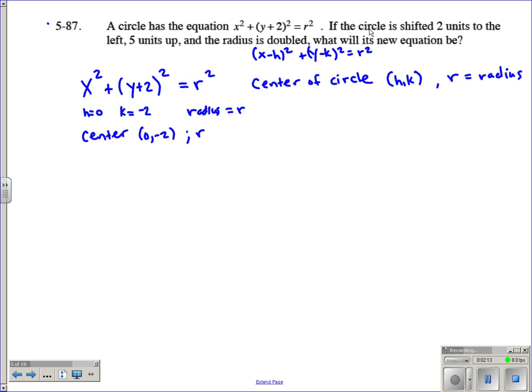Now let's look at what is happening with the circle. It says it's going to be shifted left 2 units, and it's going to go up 5 units, and the radius is going to be doubled. So if you're more of a visual person, think about it like this. Here is our coordinate plane.